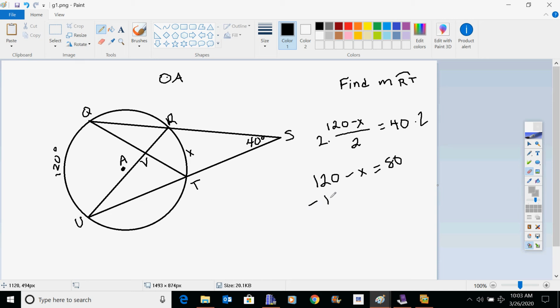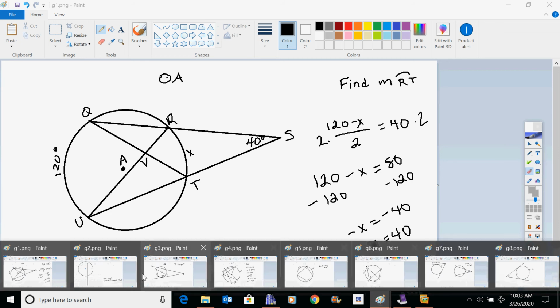Subtract your 120. This is just algebra review. Negative x equals negative 40. So if the opposite of x equals negative 40, then x has to equal 40. And that is how much arc RT equals. For those who wondered why I paused, the battery was dying in my headset, so I had to replace it. I'm going through batteries like crazy. All right, so there's that one.